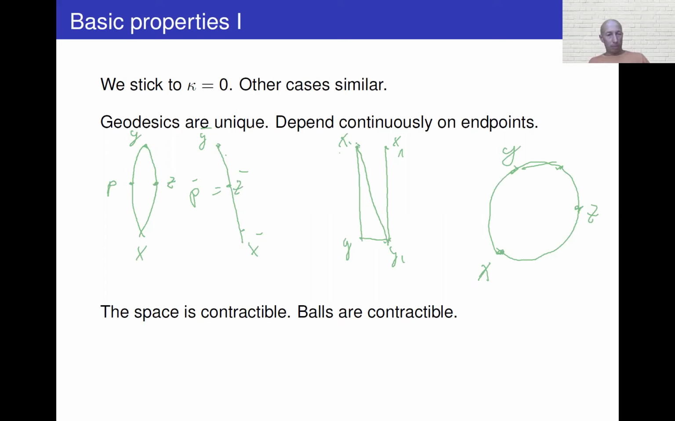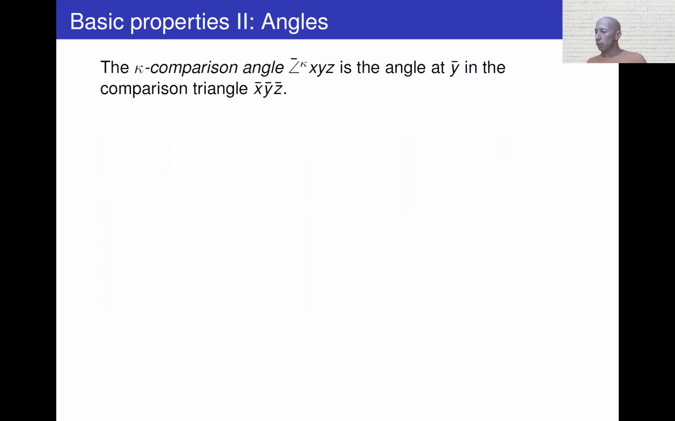So this is the first basic property. The second kind of basic properties concerns angles, which were also at the very origin of Alexandrov's theory of non-positive curvature. In order to say what the angle is, we take three points in our space, X, Y, Z, assumed to be connected by geodesics. And we take the comparison triangle, three points in the space of constant curvature, say zero. There we take this angle and call it the kappa comparison angle between the points X, Y, and Z.